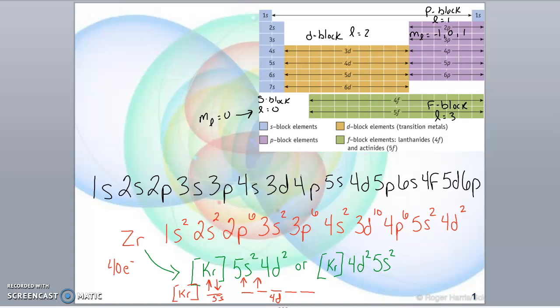In red, we have shown the full SPDF notation for the element zirconium, along with the noble gas notation written in fill order and n order. The very bottom shows noble gas orbital box notation for the element zirconium. You should at this time be able to write these configurations for every element on the periodic table.